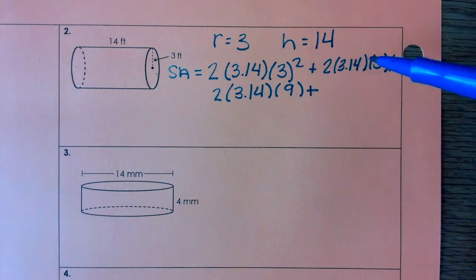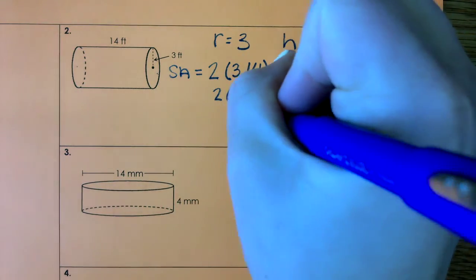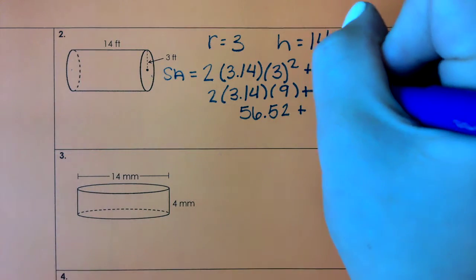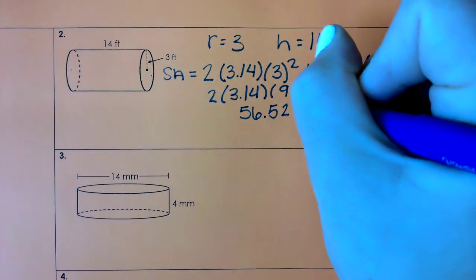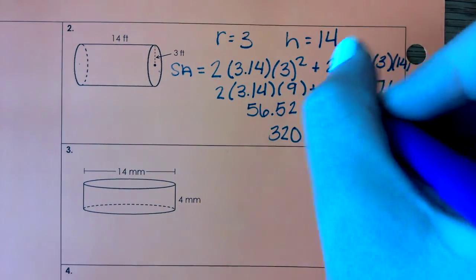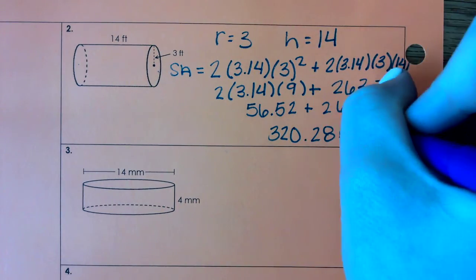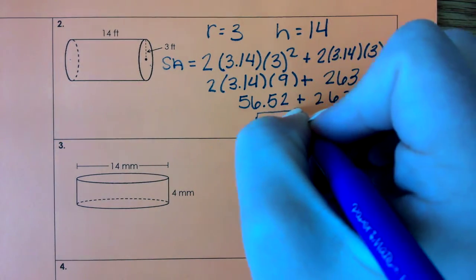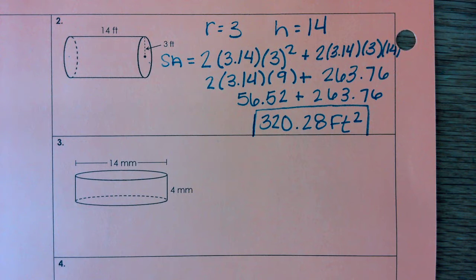I'm going to multiply these together. I get 56.52 plus the other area, and when I add those together I get 320.28 feet squared. Do we have any questions on number 2?